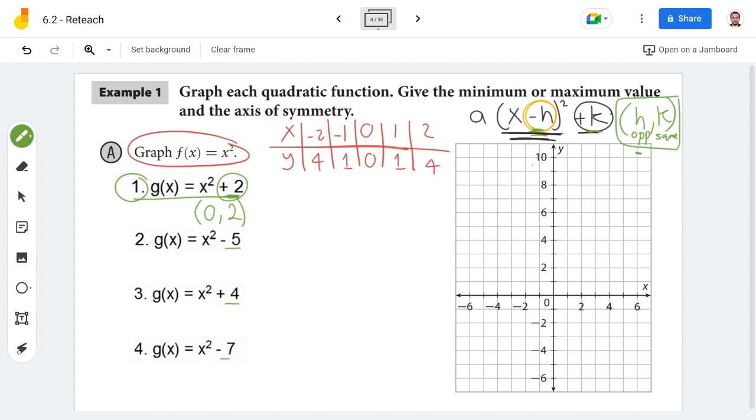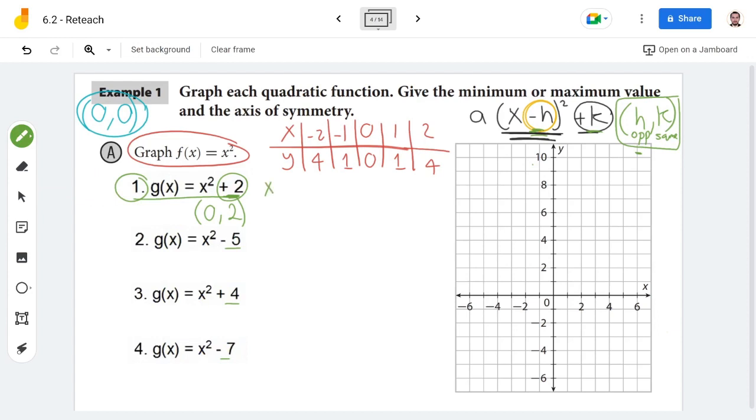Why is h 0 here? Because we don't have h. Always, when we don't have h, it is 0. Also, if we don't have k, k is equal to 0. So if I don't have h and k, it should be 0 and 0. Now I don't have h, I have only k, so h is 0, k is 2.